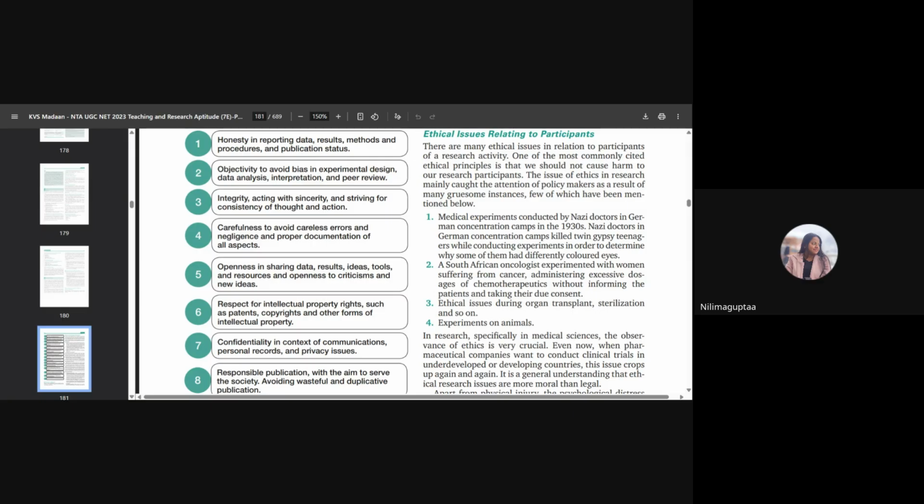Next, we have integrity: acting with sincerity and striving for consistency of thought and action. So, being very honest with our papers, and carefulness to avoid careless errors and negligence, and proper documentation of all aspects. All the software that we saw just now is very helpful and useful because we have a lot of data and we do not want to lose any of it. We need to be careful and not make careless mistakes, like not giving due credit to somebody.